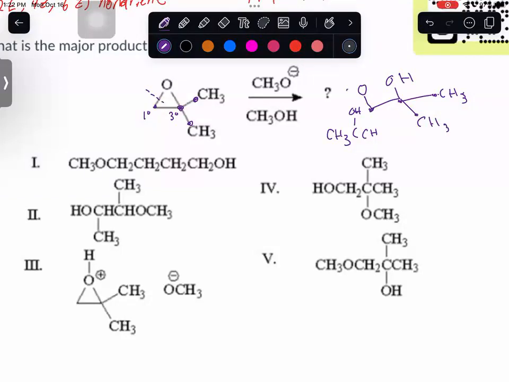You see that? As long as you know where to cleave it, you should be good. I know that condensed formula is a little tricky, but as long as you count your carbons, you should be good. So it is going to be 5.